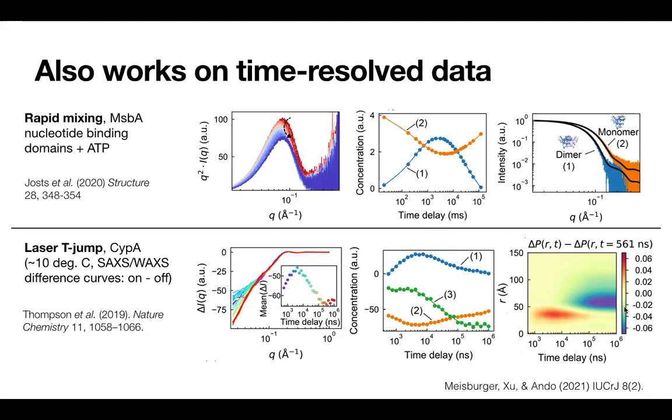So this is now the laser on minus laser off, late time points minus early time points P of R function. And at early time delays, you have an increase in scattering around the maximum dimension of CypA, which is around 30 or 40 angstroms. And then that goes away, and then you have a decrease in scattering at longer length scales, suggesting that there's a change in protein-protein interactions.